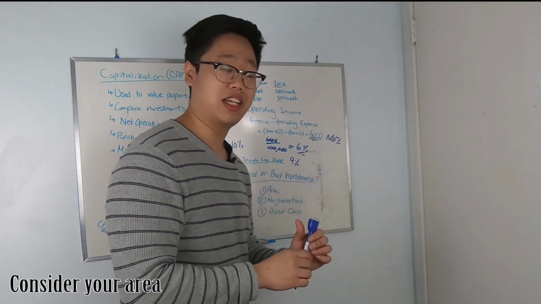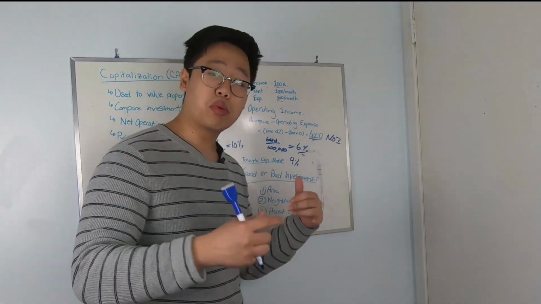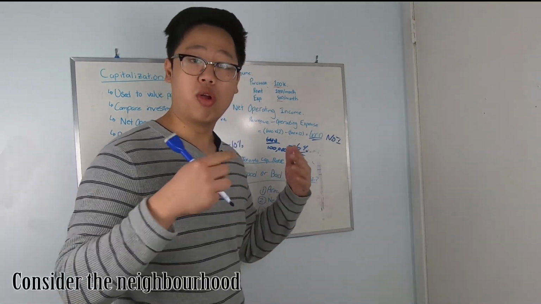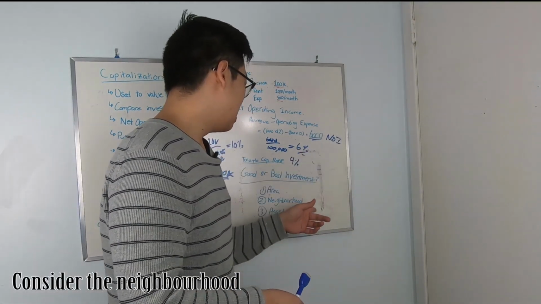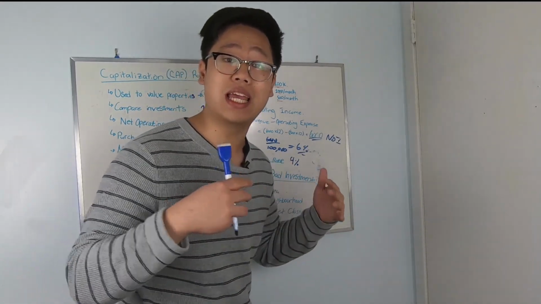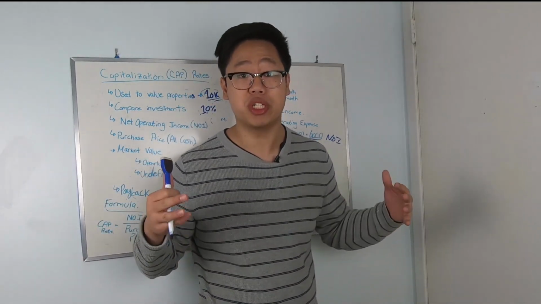The first thing to consider is your area. So our area is going to be Toronto, right? But we've got to drill down a little bit deeper. We know that Toronto's cap rate is 4%. We bought this property for 6%. But we've got to drill down on the neighborhood level. So we bought the property in Scarborough, right? What are Scarborough's cap rates? Because Toronto's a big region.